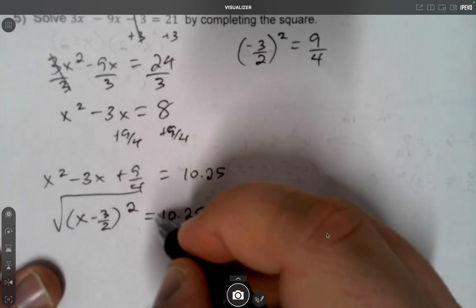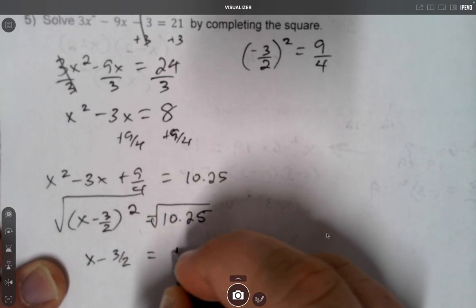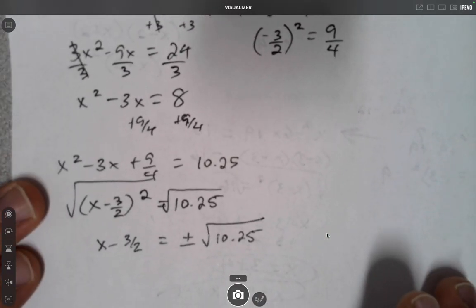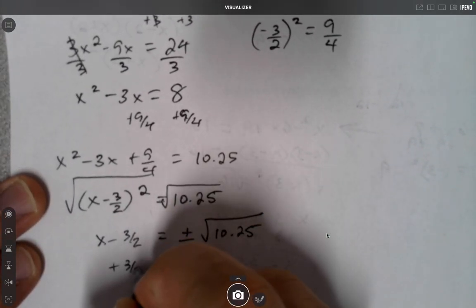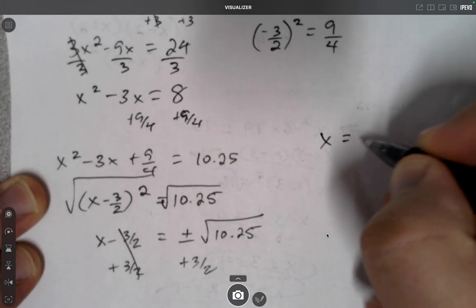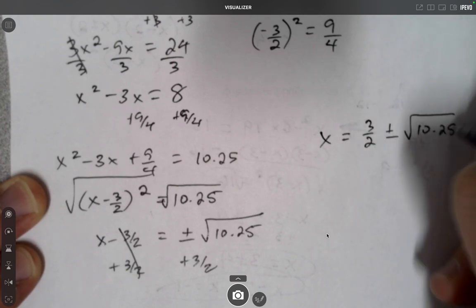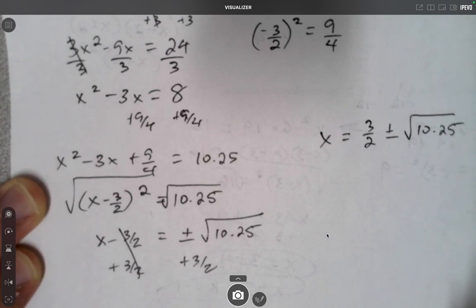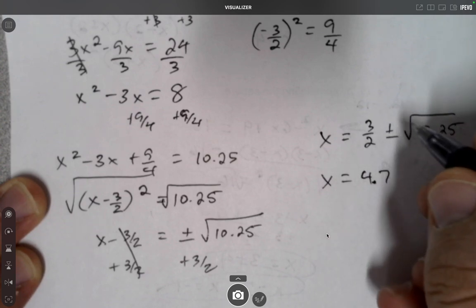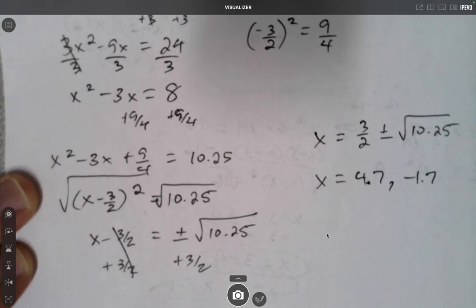So then we take the square root of both sides. We get plus or minus the square root of 10.25. Then we add 3 halves to both sides. So one form of the answer would be to say x equals 3 halves plus or minus the square root of 10.25. Or if you type that in your calculator, you would get that x equals 4.7 when you do 3 halves plus that square root, or negative 1.7 when you do 3 halves minus that square root.